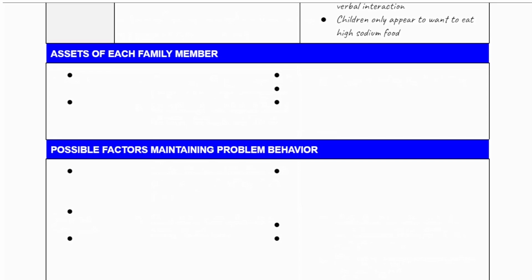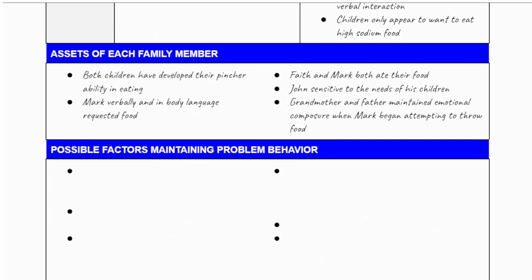As we look at the assets noticed in this specific interaction observation, we see both children having developed their pincher ability in eating, which is great to see. Mark, the 2-year-old, verbally and in body language requested food. Faith and Mark both ate their food that was presented to them, not the first food, but the second or third time. John did show sensitivity to the needs of his children. He did not get upset. The grandmother and the father maintained emotional composure when Mark began attempting to throw food.